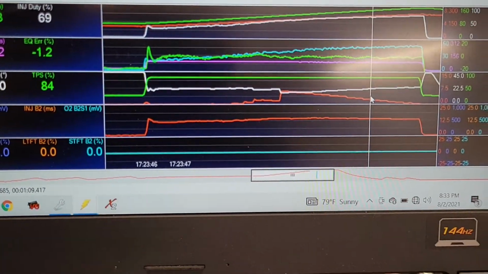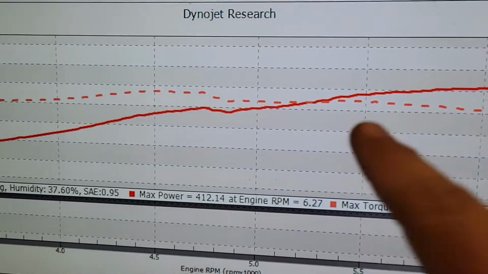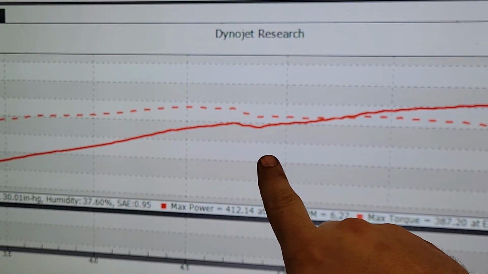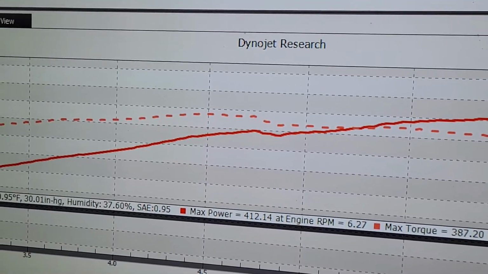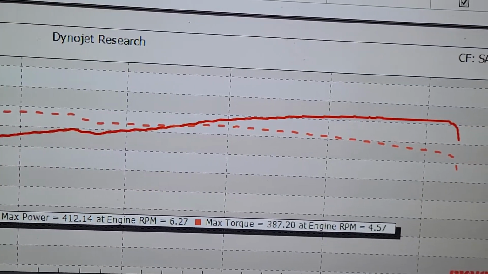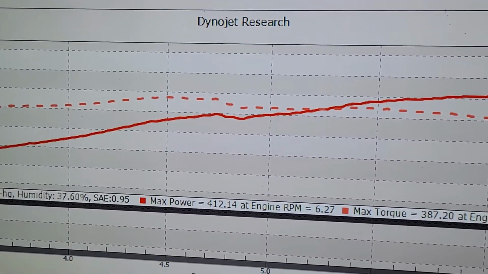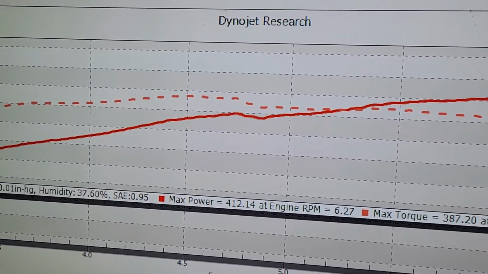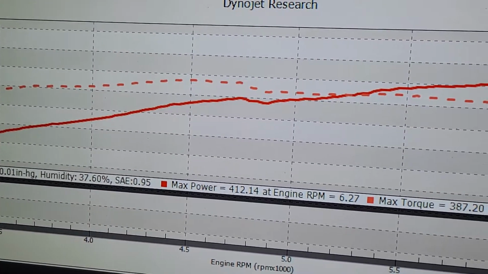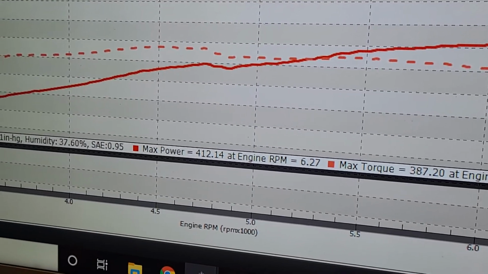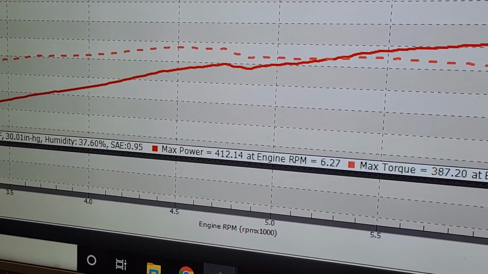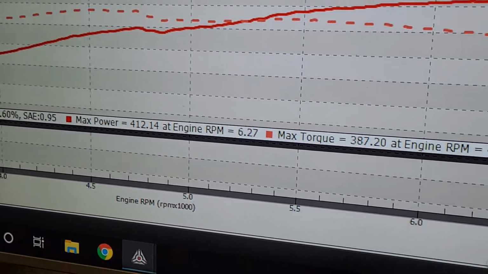So what does that do to power when you get into knock? Well, this, okay, that is the fall off from getting knock and ping. That's probably roughly a 15 to 20 horsepower drop. Now, your modifications will factor in a lot on how much power you lose.